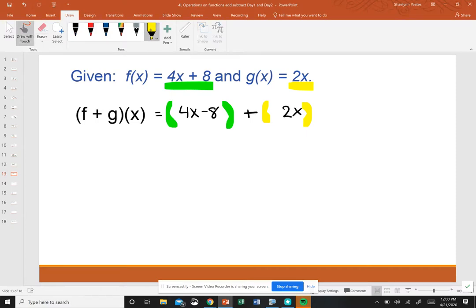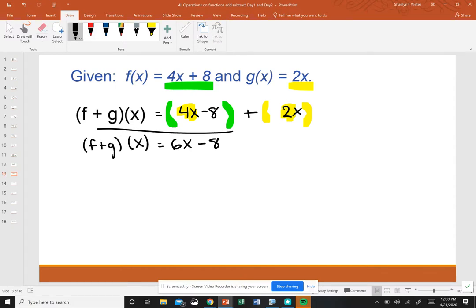So we just have to combine like terms. So we have a 4x and a 2x. 4 plus 2 is 6. And then we have negative 8 plus nothing, so it's just negative 8. It has nothing to combine with. So we've got f plus g of x equals that.